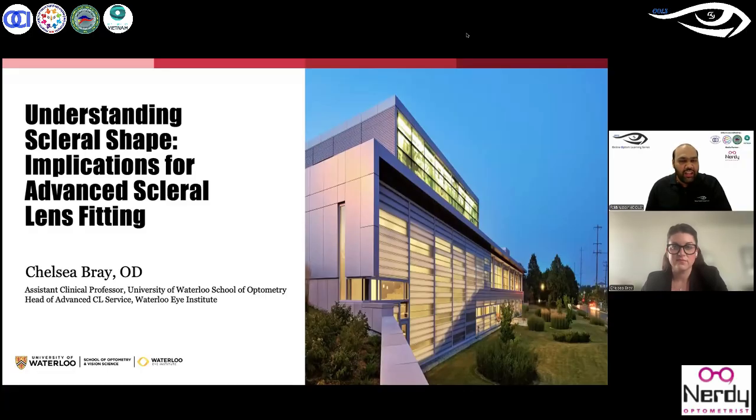So she's going to take us through the understanding about the scleral shape and how we can use this information in fitting patients with scleral lenses.